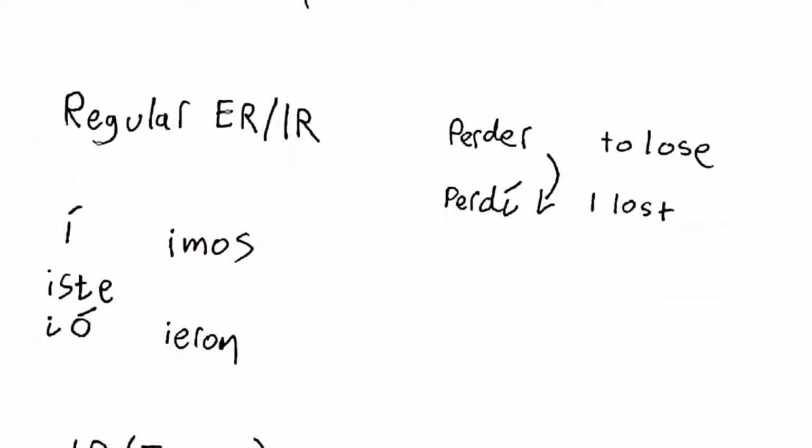Now let's go into ER and IR verbs. These are the same as AR, except they end in ER or IR. The endings are as follows: í, iste, ió, imos, ieron. To conjugate these, it's much the same. You just take off the ER or the IR and add the ending.